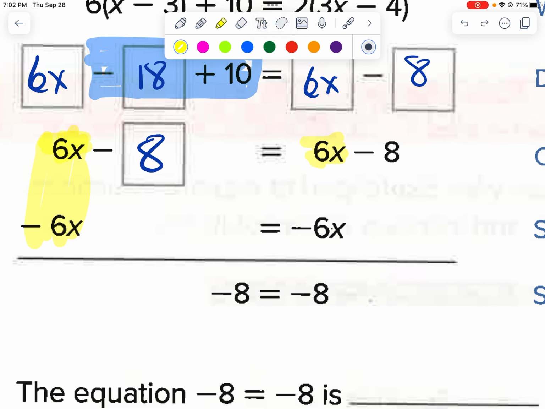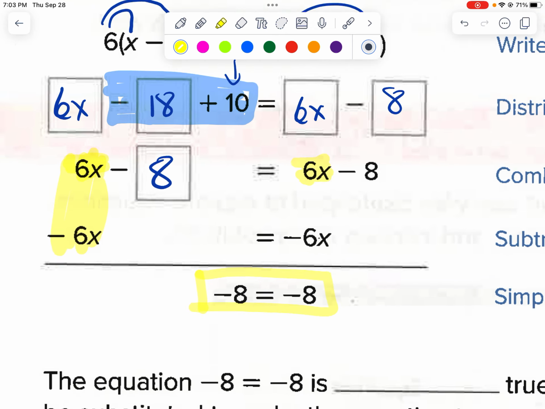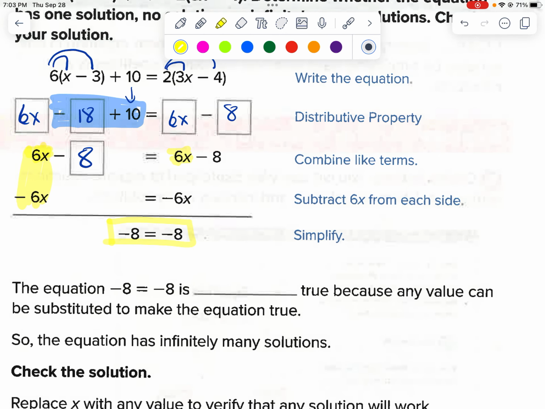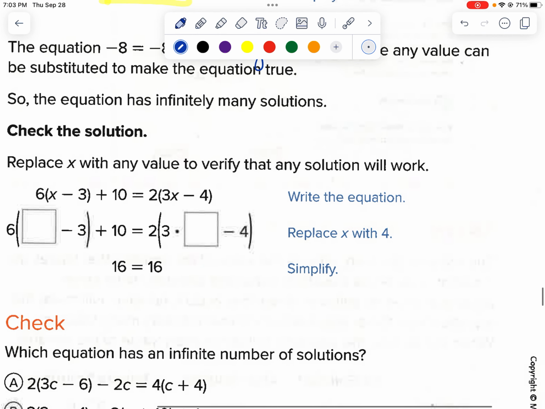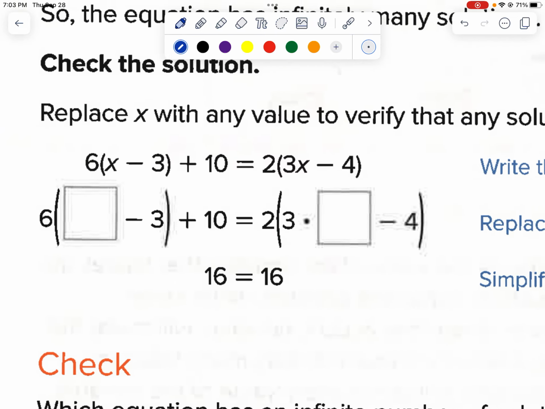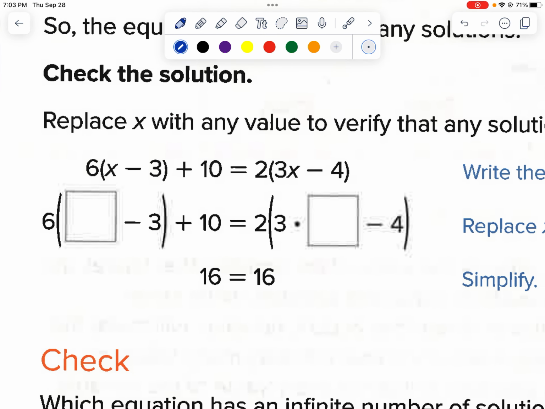What that means is no matter what number I plug in for x, it's always going to come out with a solution like this. It is all real numbers. It is always true, because any number can be substituted in for the equation to make it true. Any number. So we could pick any number we wanted. So, I don't know, 7.